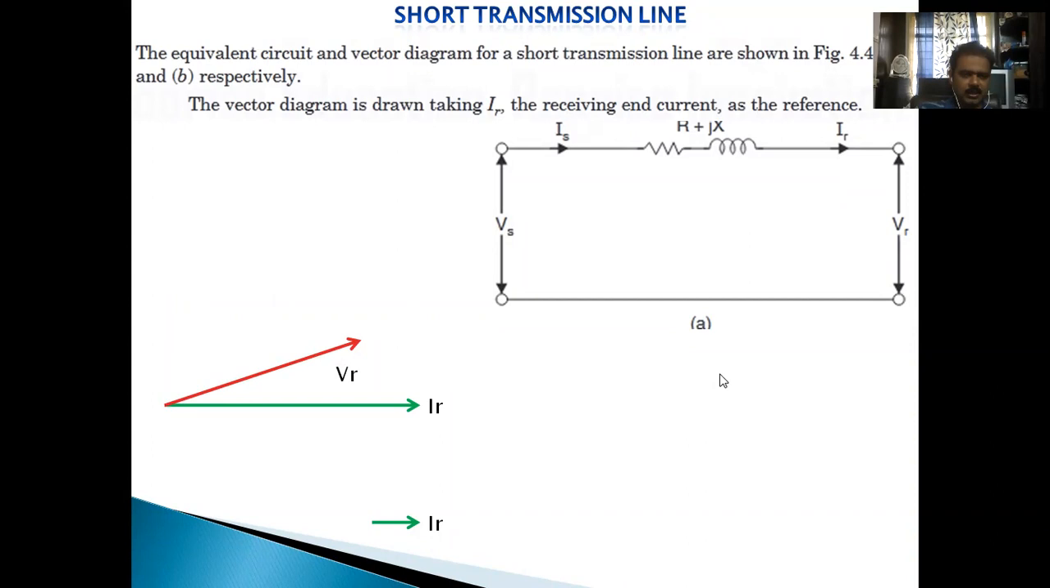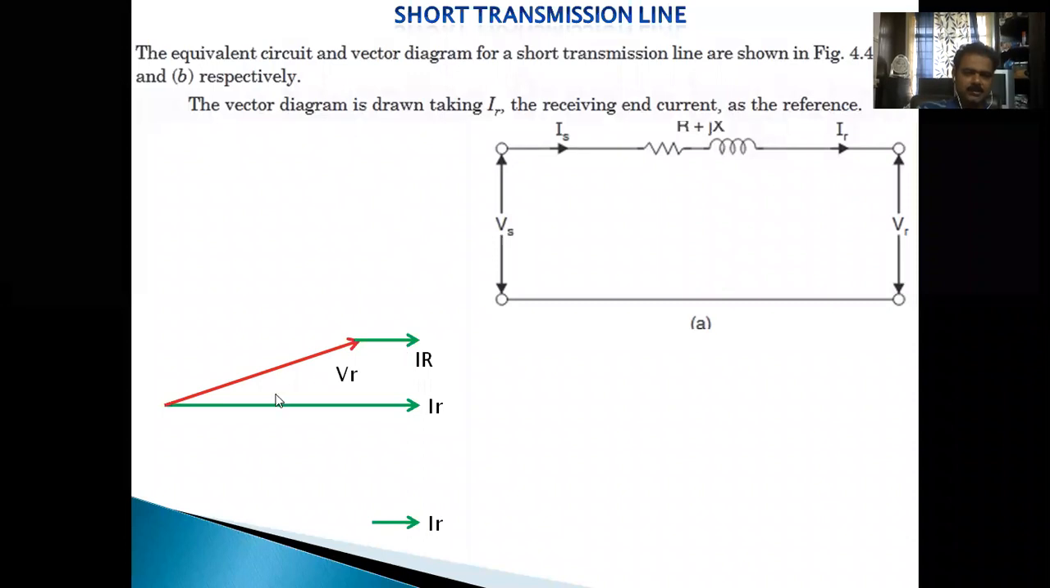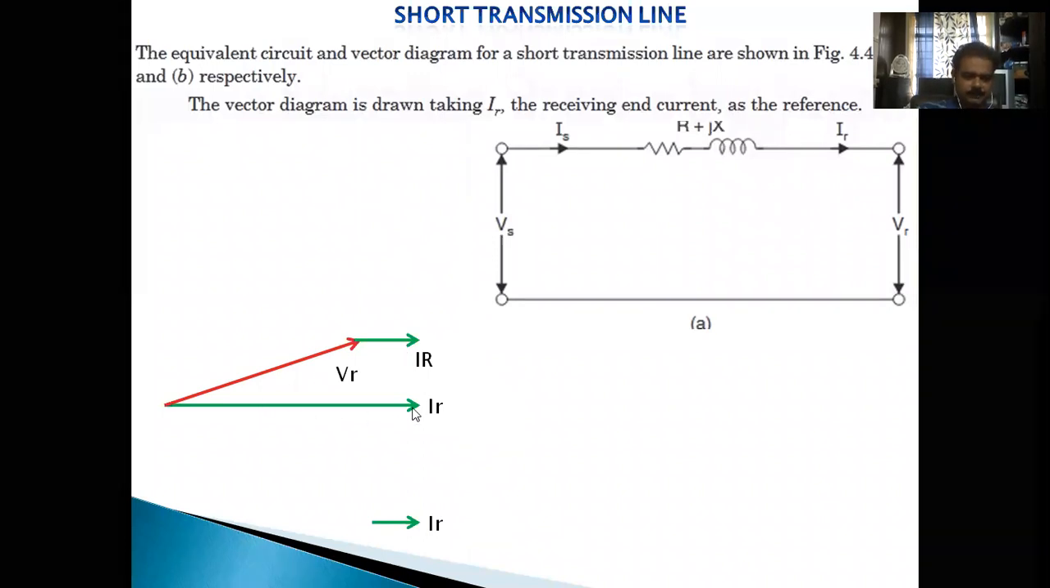Now, if I take the voltage drop at the resistance, the current passing through the resistance is in phase with this current. Similarly, the voltage drop is also in phase, since voltage and current are in phase in case of pure resistance. So the voltage and current are in phase with this IR. I have represented this drop, I into R, as in phase with the current. This is the IR drop.